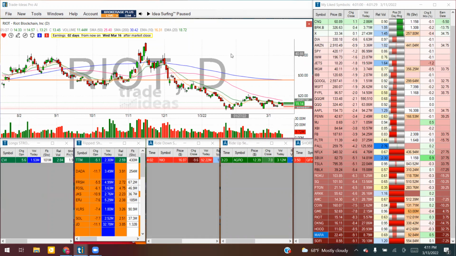So I just wanted to share with you those two charts. Mara and Riot both have been beaten up, so it's going to take a lot for them to start moving. They're probably going to have to get past that carbon credit issue. And again, it's all regulations that are pending.